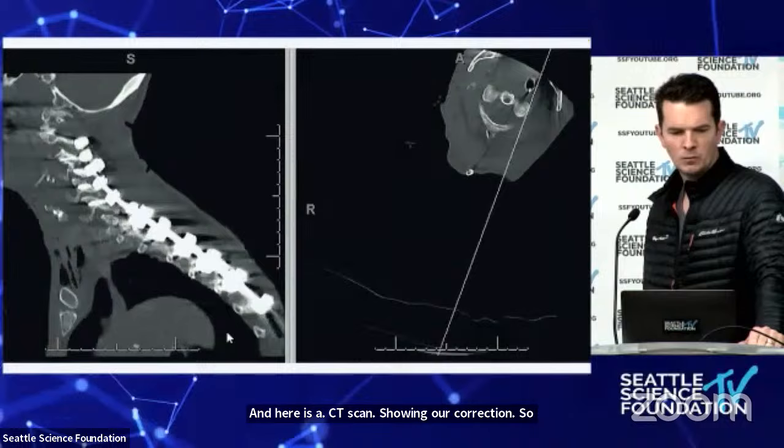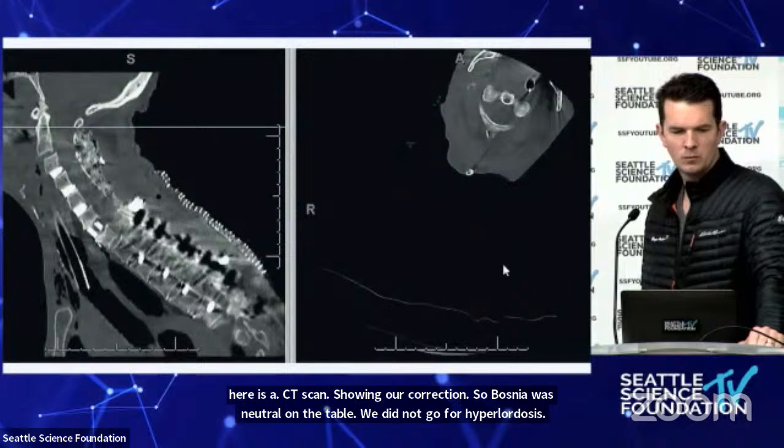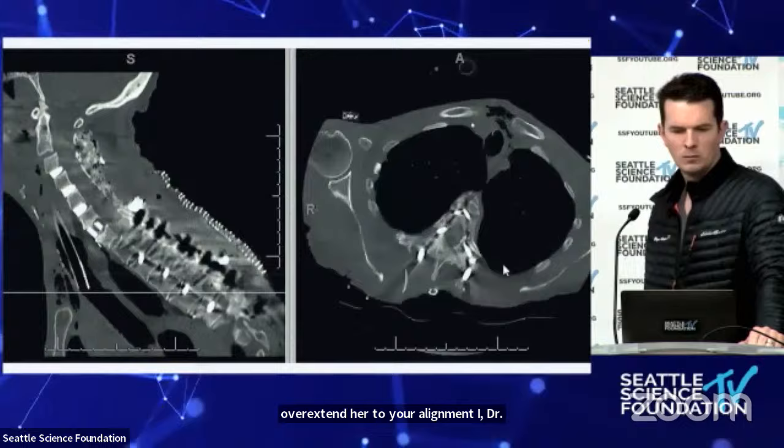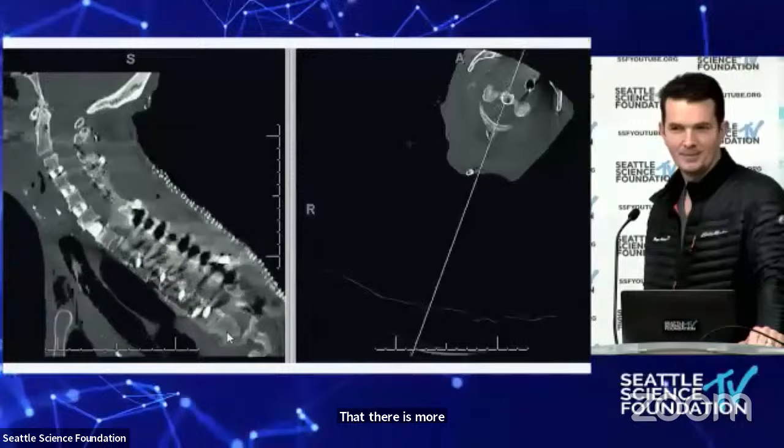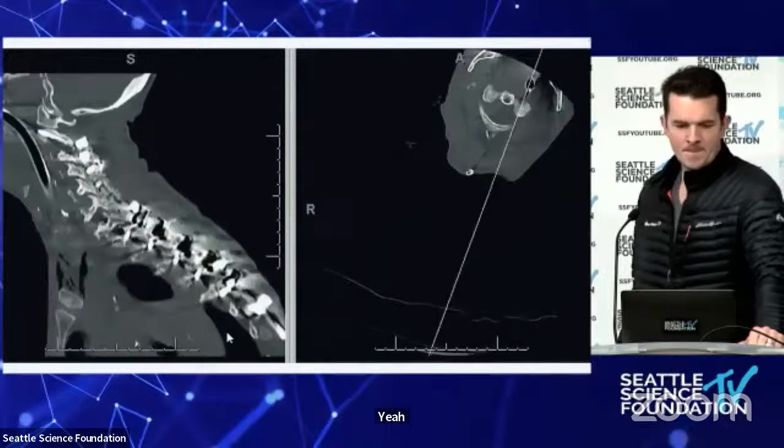While she was neutral on the table, we did not go for hyperlordosis. Right now, she is looking very extended to me. Did I overextend her to your alignment eye, Dr. Illingsworth? No, but I'm curious to see what the remainder of the story is, if there is more. There's not yet. We left the rods long caudally, and we put a distal hook going in there.